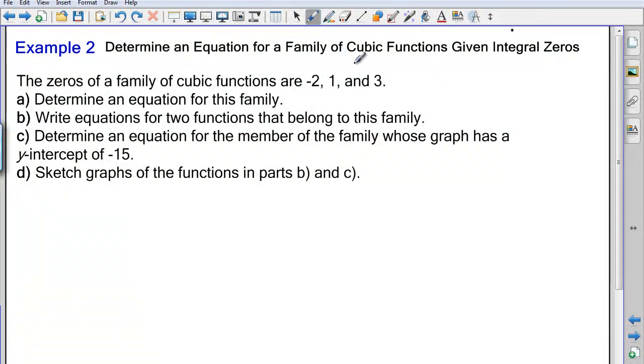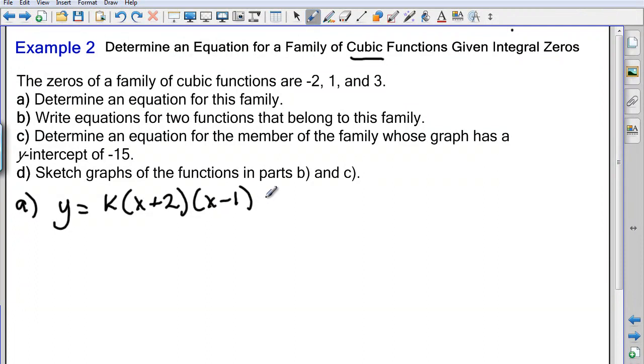This time, again, exactly the same question. The difference is it's going to be a cubic equation. So it can have up to 3 x-intercepts, and we see this example it does. So there's no bouncing, there's no flattening out. Because I know it has 3, it has to pass directly through all 3. So once again, part A, determine an equation for this family, y equals k, and then write out your factors. Write two functions. You can replace any value with k.